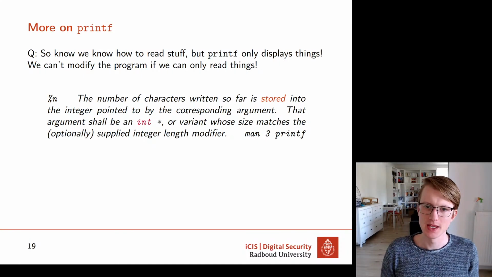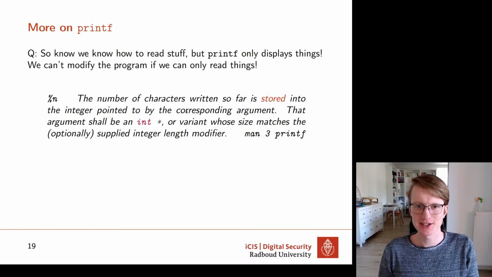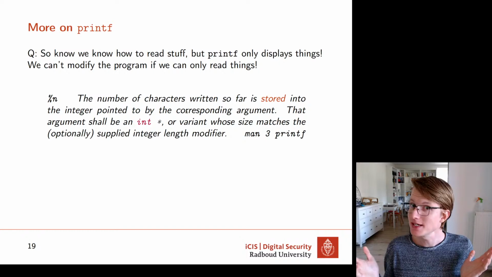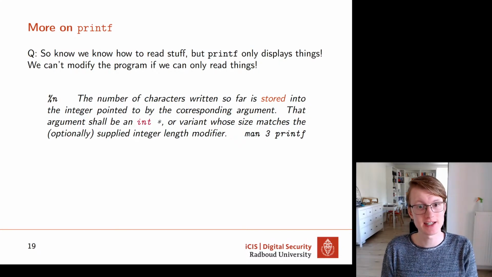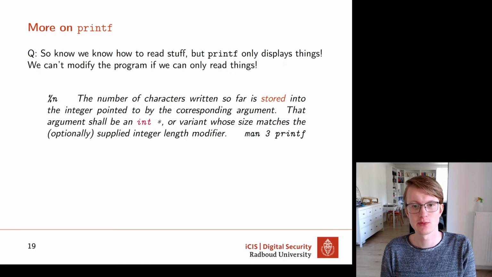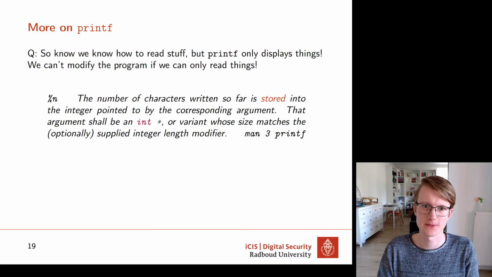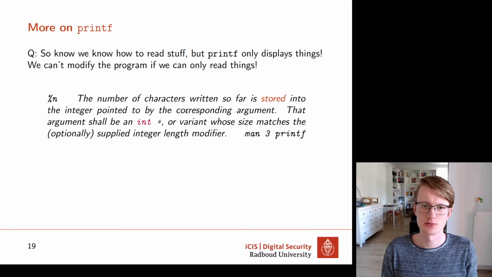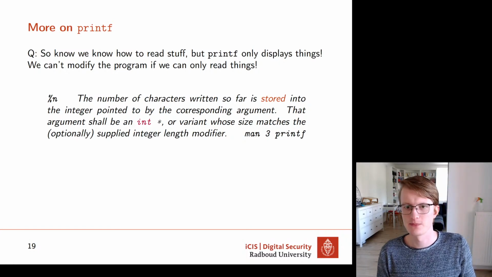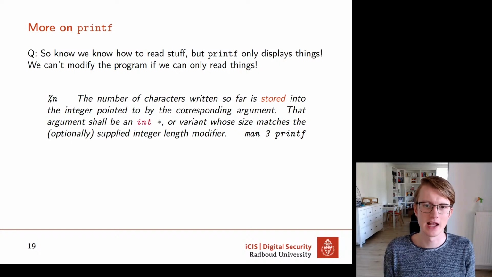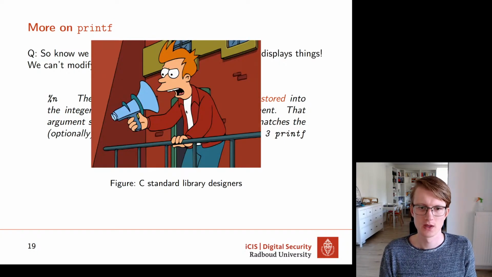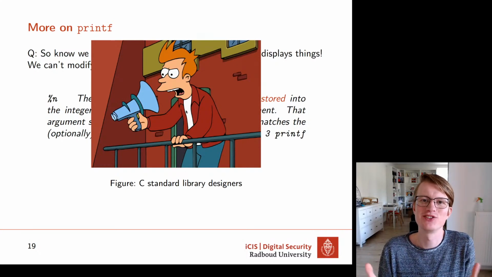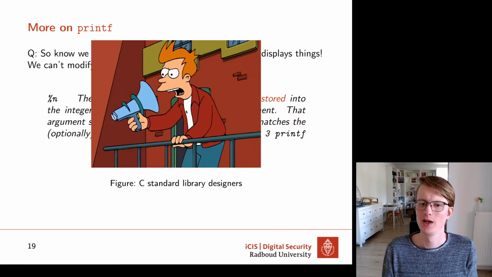%n writes the number of characters that have been written so far. Why? I have no idea, but it writes it to the integer pointed to by the corresponding argument. That argument should be an integer pointer or a variant whose size matches the optionally supplied integer length modifier. That last part means using L or H or HH. Why? Just why do you need this? I have no clue.